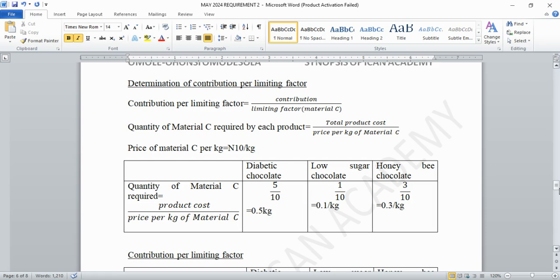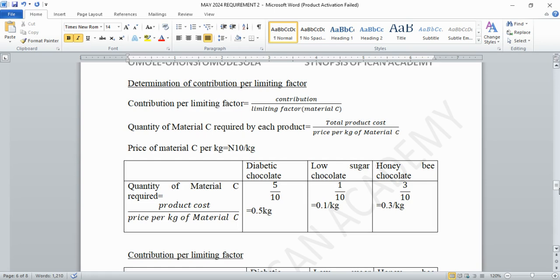Five naira contribution, no problem. That's the first thing we'll look at. But in terms of this limiting factor, in terms of the one ream of paper that I have, which one will give me the highest profit? Which one will I gain more from? You're getting what I'm saying, right? Good. So that's the reason why you have to do contribution per limiting factor.